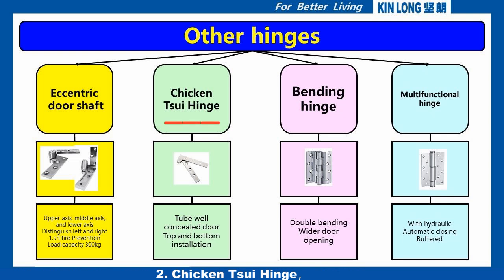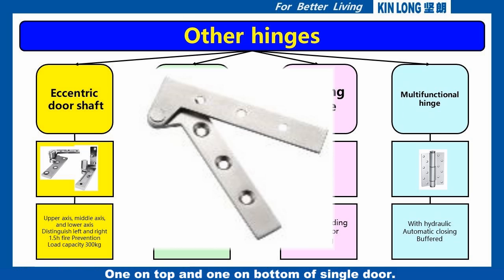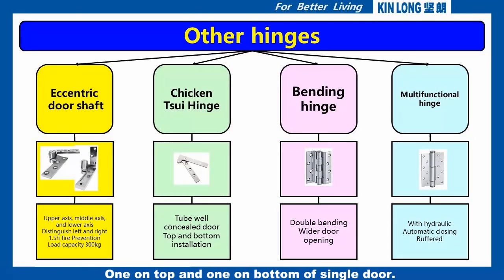2. Chicken sewer hinge. This hinge is mainly used for tube well doors and concealed doors. One on top and one on bottom of a single door. 3. Bending hinges are used on many doors and windows, but the size of the bending varies.